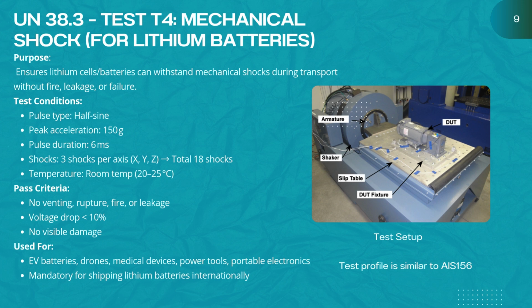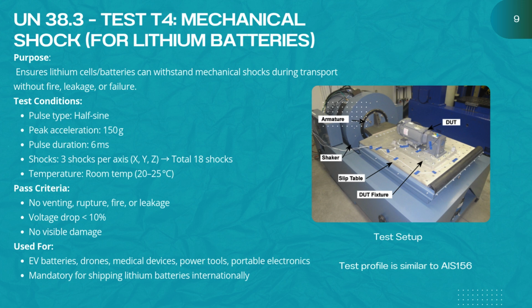To pass the test, the battery must not catch fire, leak, vent, rupture, or show visible damage, and voltage drop must stay under 10%. This test is quite similar to AIS 156. It uses half-sine pulses, applies 18 shocks across all axes, is done at room temperature, and is meant for EV battery systems. The key difference is in purpose. AIS 156 focuses on safety during vehicle use, while UN 38.3 ensures safety during transport and shipping.